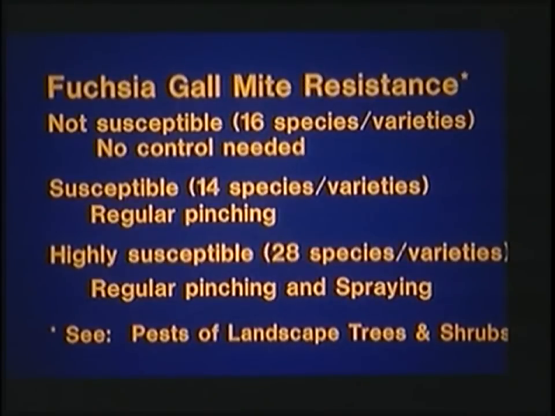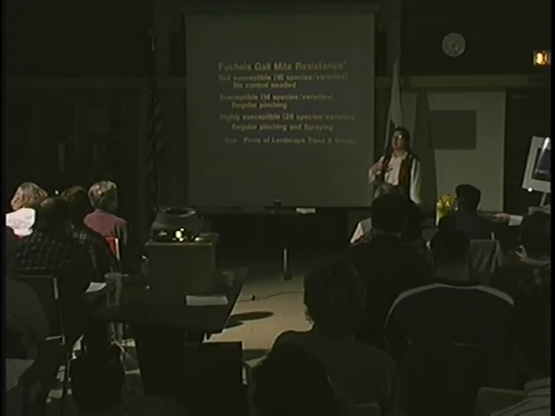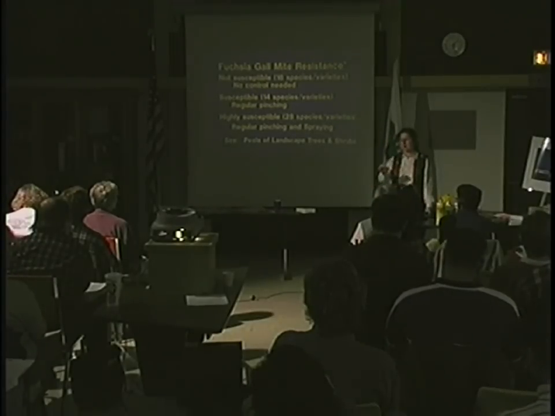In the case of the fuchsias, there are 16 species of varieties that aren't susceptible to the fuchsia gall mite, and so you don't have the problem. You don't have to worry about it. That's the way I like to garden. I like to have plants that don't have any problems. There are 14 species that are susceptible, but they're not that susceptible, and you can manage them by pinching off the distorted buds as soon as you see them. And you know, you can handle that.